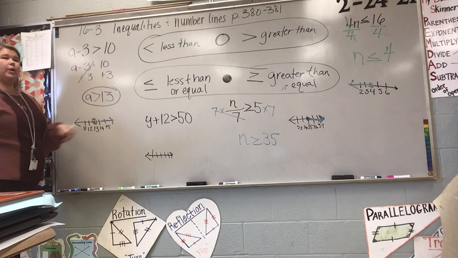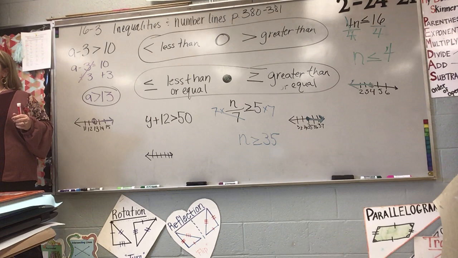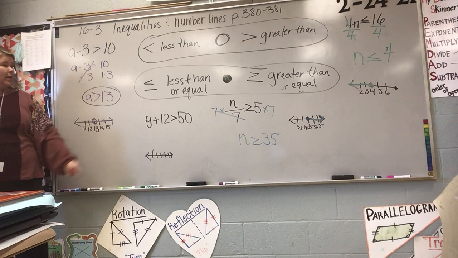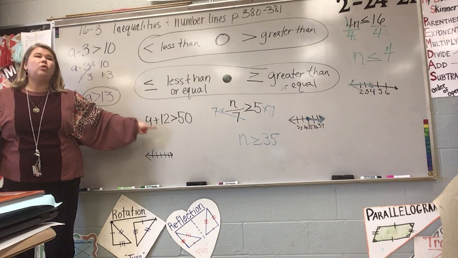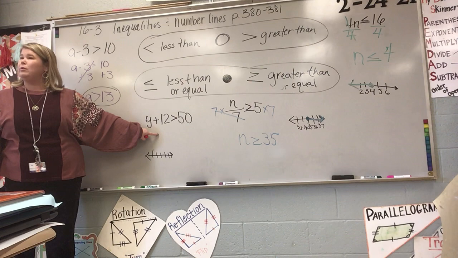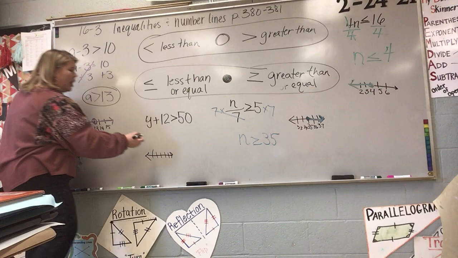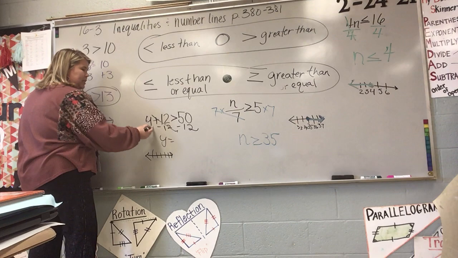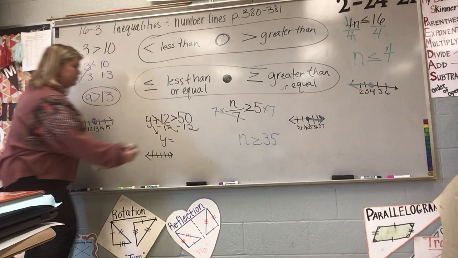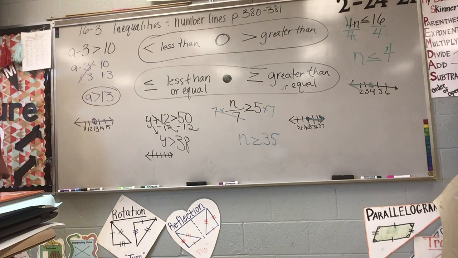What do we do here? Cassie, what are we going to do? We subtract. They are telling me to add. Guys, this is the only time you get to be a hardhead. We have done equations. You've got to remember, equations are special. They do the opposite of what every child does. They subtract. What's 50 minus 12? 38. So that's our number, 38. So y is greater than 38.